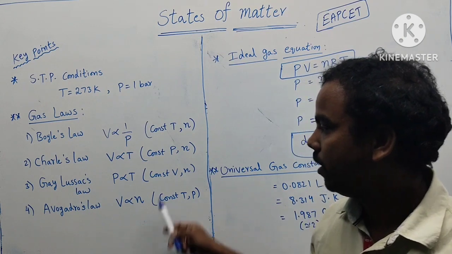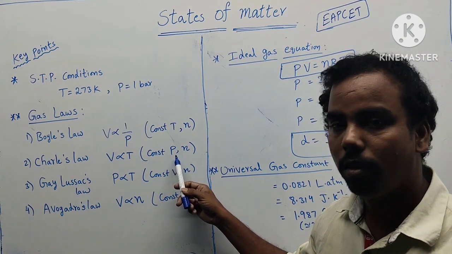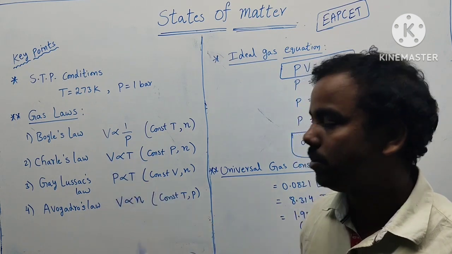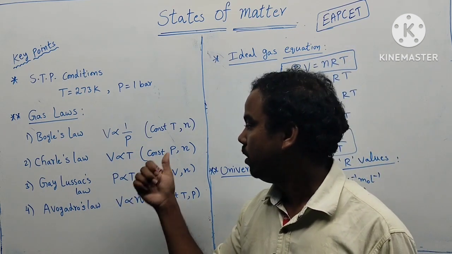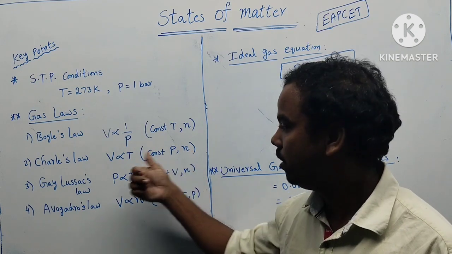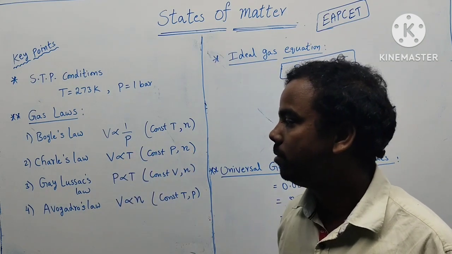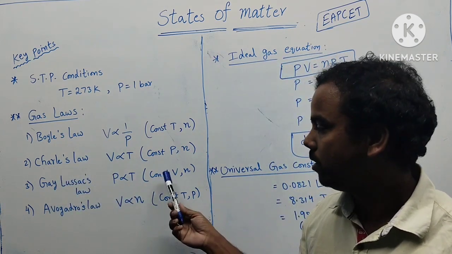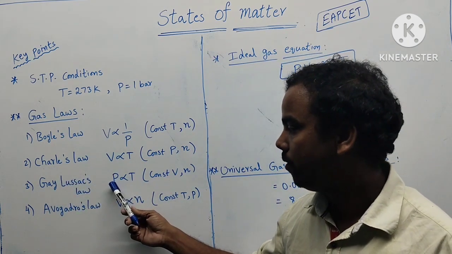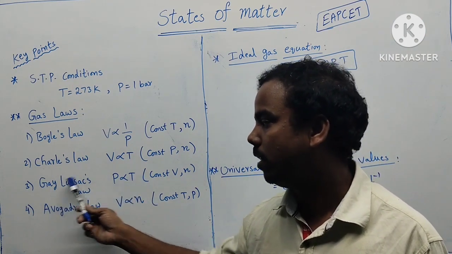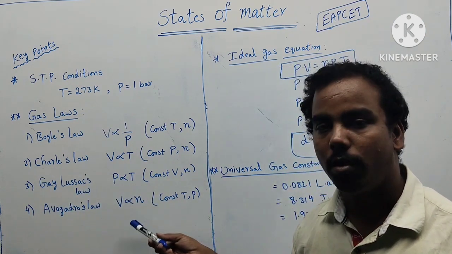Next, Charles law. At a constant pressure, the volume of the given mass of the gas is directly proportional to absolute temperature. Here pressure and n, the number of moles, are constant. Volume is directly proportional to absolute temperature. That is Charles law. Next, Gay-Lussac's law. At a constant volume, the pressure of given mass of the gas is directly proportional to absolute temperature. That is Gay-Lussac's law.